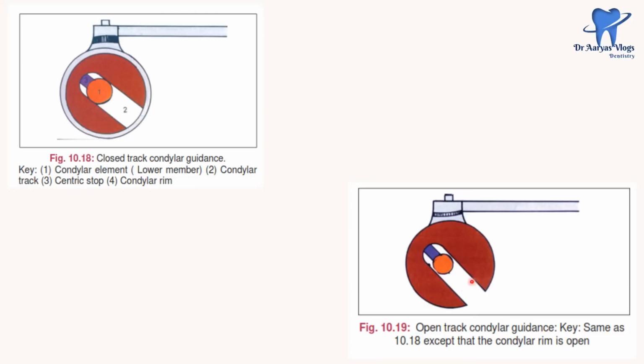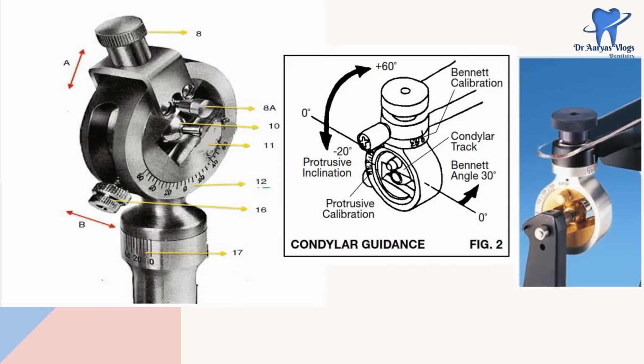So, this is the open track. Actually, this open track is not a complete circle. Here, the track opens out at one side, giving it a U shape. So, this open track condylar guidance facilitates easy removal and reattachment of the upper member of the articulator. Here the condylar rim is open. And this is the condylar guidance. Actually, these are the control centers of the articulator, and it adjustably assimilates the multiple functions of the glenoid fossa.